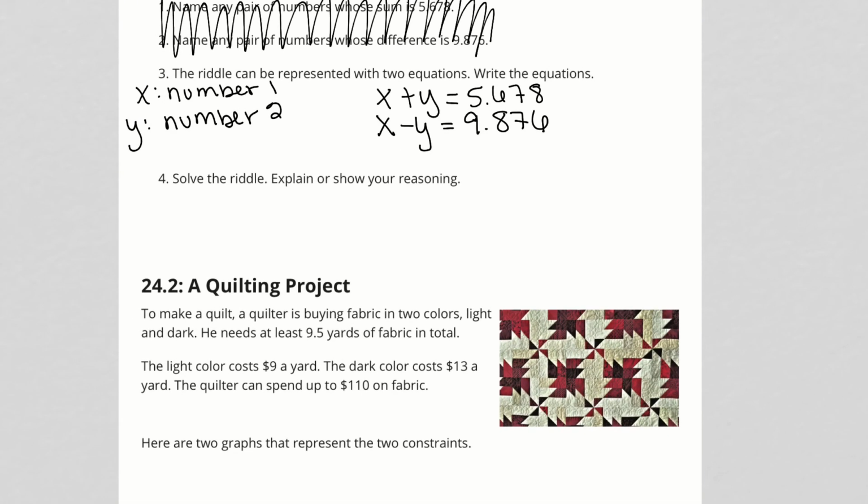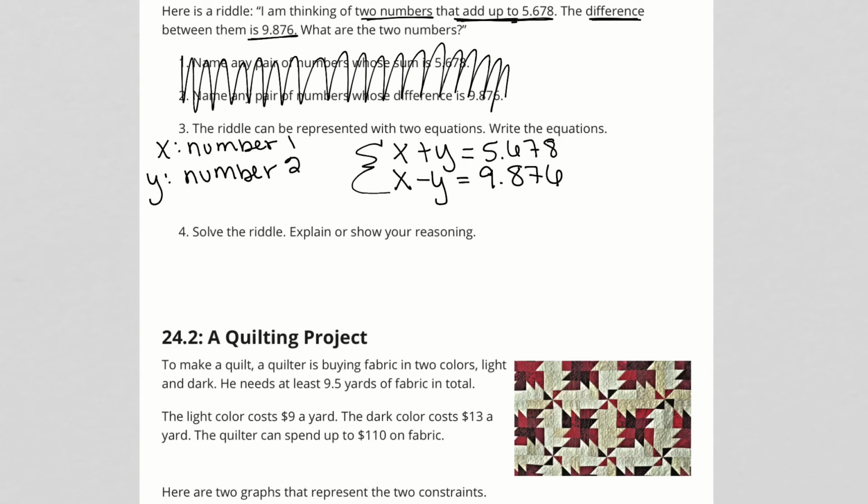So now we have a system. We have our two equations. There are three methods we used in the last objective to solve a system of equations. Method 1 was graphing. Method 2 was substitution. And method 3 was elimination.